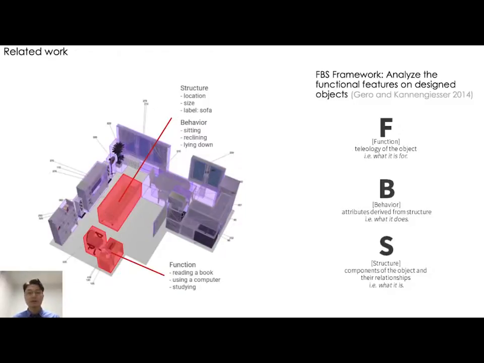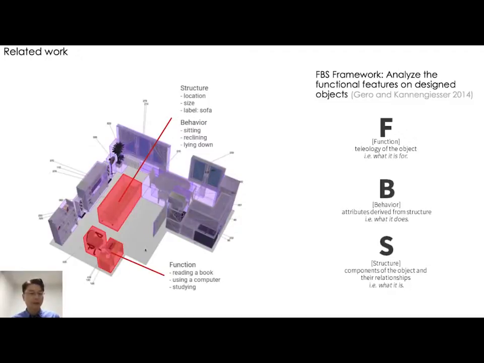So if you think about the function, it simply says what this designed object is for. And the behavior, on the other hand, is what it actually does. So it's the attributes derived from the structure. The structure, at the very lowest level, is the components of the object and their relationships. So it's actually asking, in the simplest way, what it is.